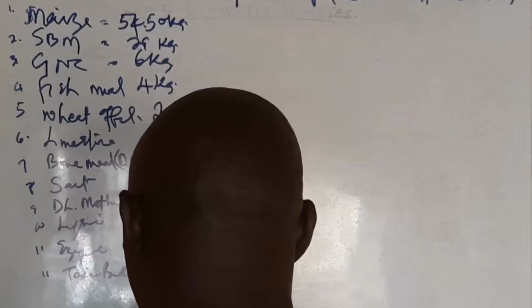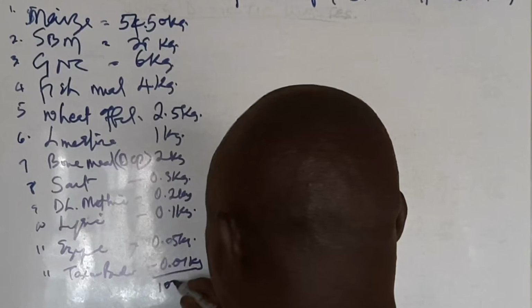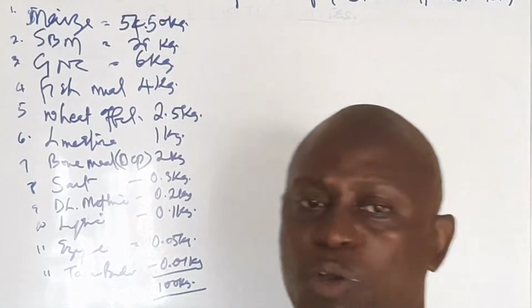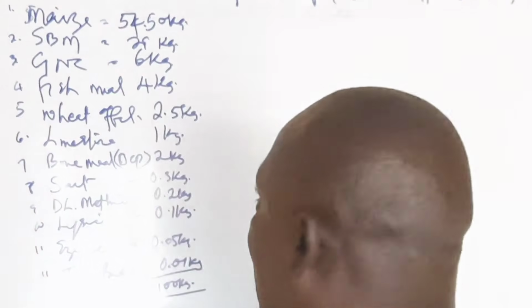0.01 kg. That's the toxin binder. If you calculate all this, it will give you 100 kg. That is the feed formula here now. Now let's calculate the crude protein of this particular feed. First, we are starting with our maize calculation.